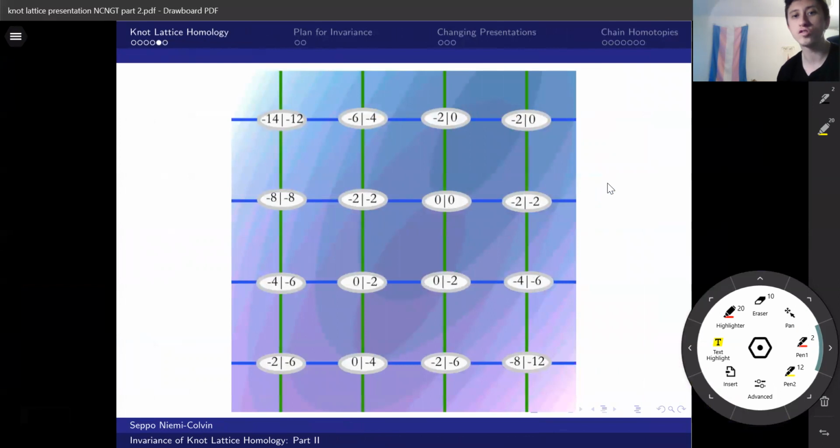And let's zoom in on this picture to talk about the example. So in grading 0, 0, we just have this one vertex, because that's the only place where this magenta ellipse and this blue ellipse overlap.